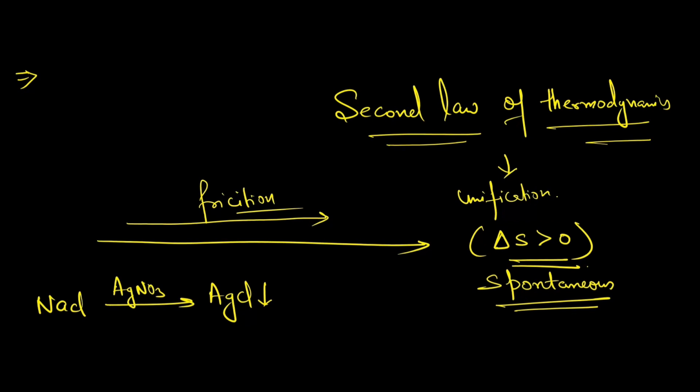For example, your father scolds you. Is it possible that you will scold your father? No, it's not possible. If you do naughtiness, then he will throw you out of the home. So a reaction which occurs from one side and is not possible in reverse is known as the second law of thermodynamics. There are many phenomena explained by the second law of thermodynamics, which can unify them.